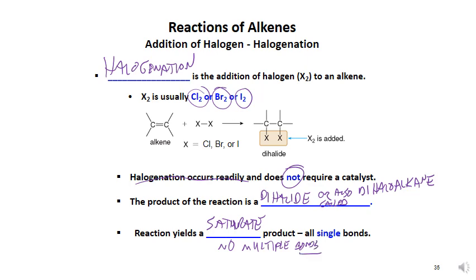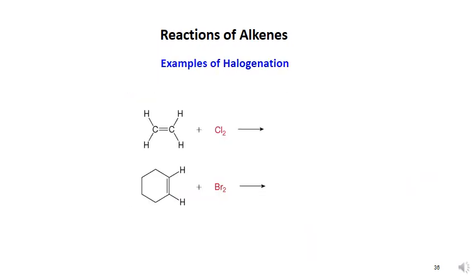Even though they're not all hydrogens, the fact that all the carbons are single bonds means it's considered to be a saturated product. Let's take a look at what that might look like. I was wrong. Okay, so the chlorine comes in here, the chlorine comes in here, and what are you going to make? CHCl and Cl. Notice that it's saturated, no double bonds.